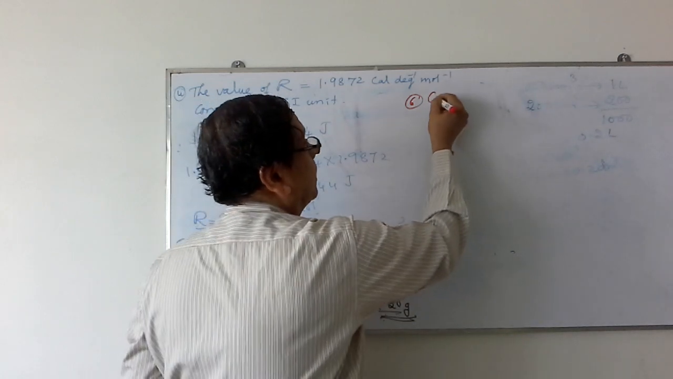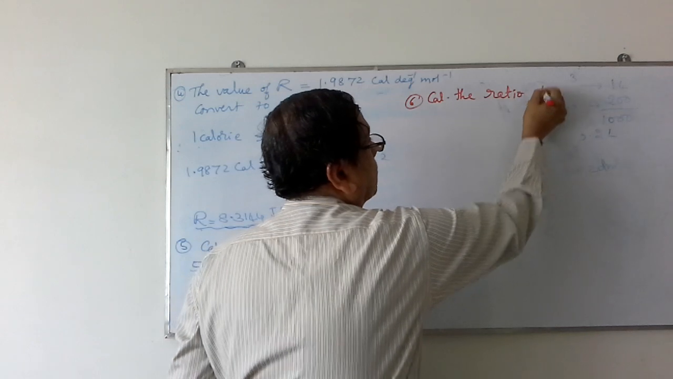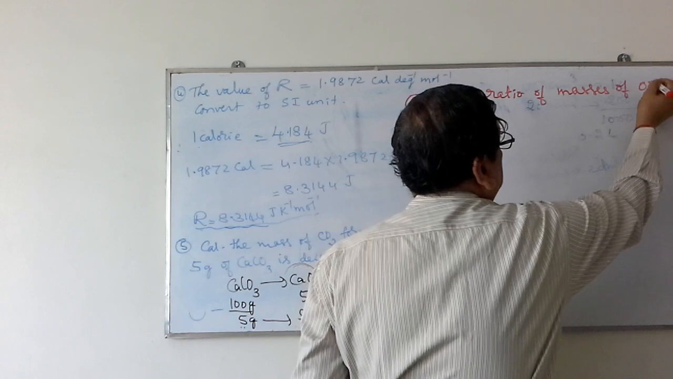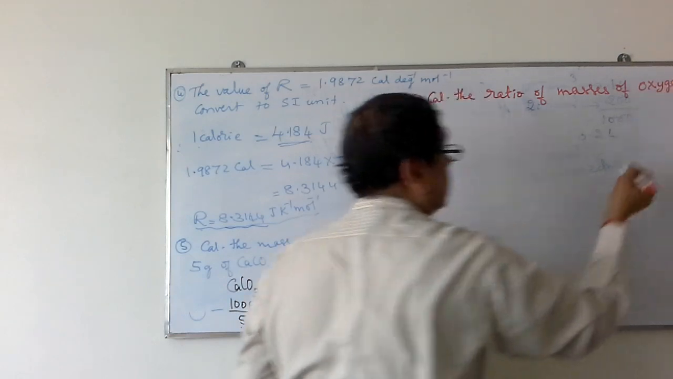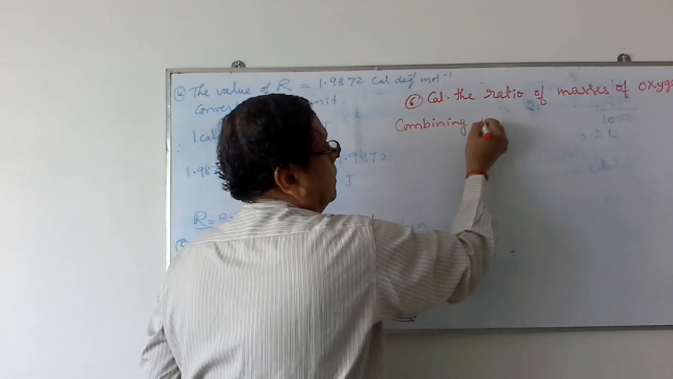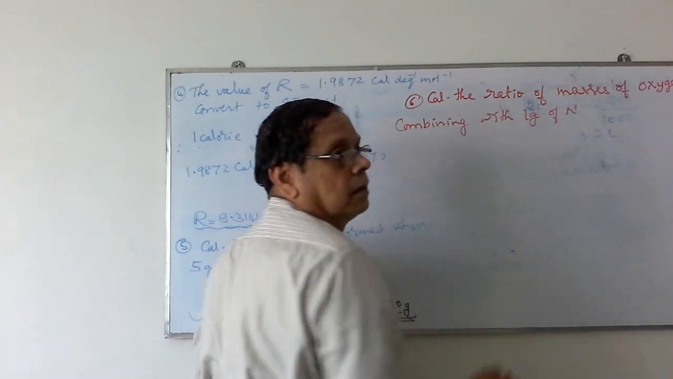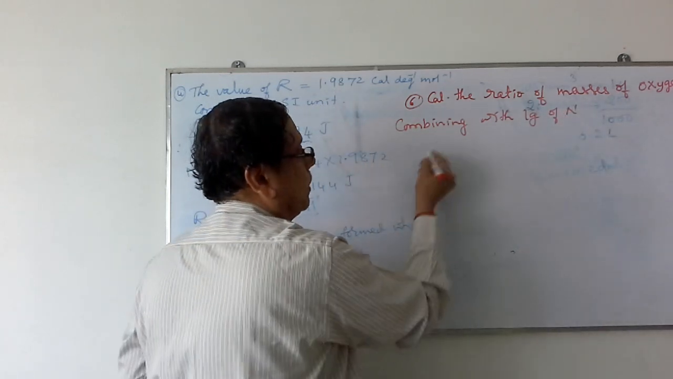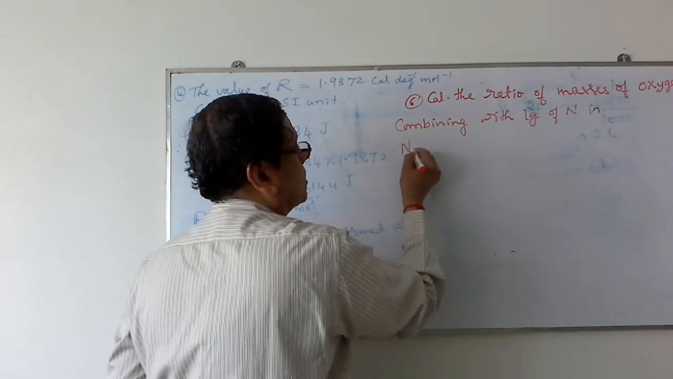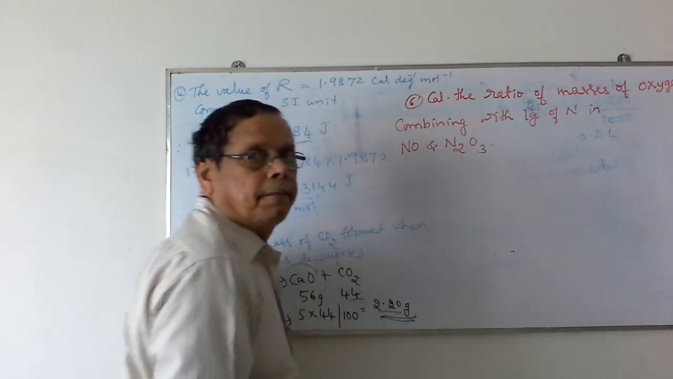Next, numerical. Calculate the ratio of masses of oxygen combining with 1 gram of nitrogen in nitric oxide and N2O3, dinitrogen trioxide.